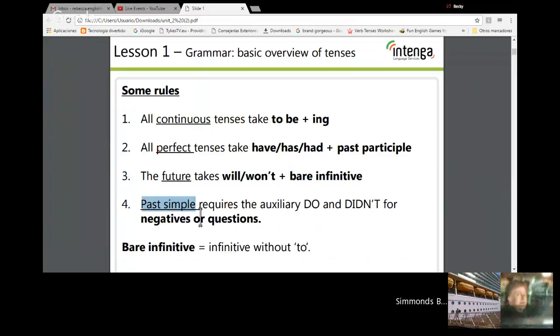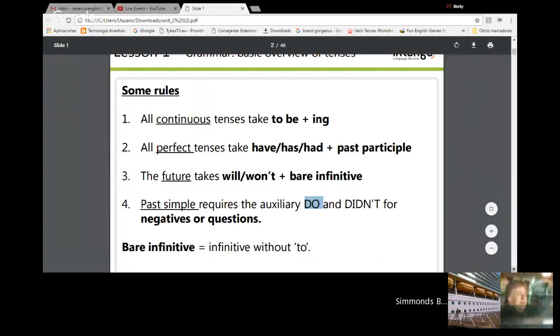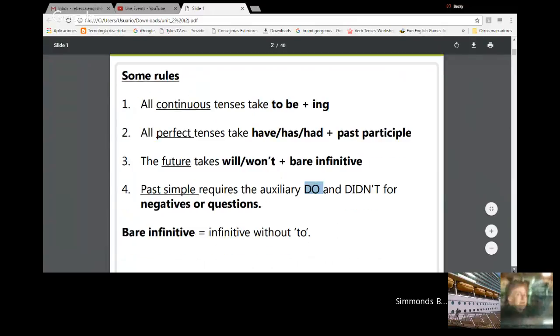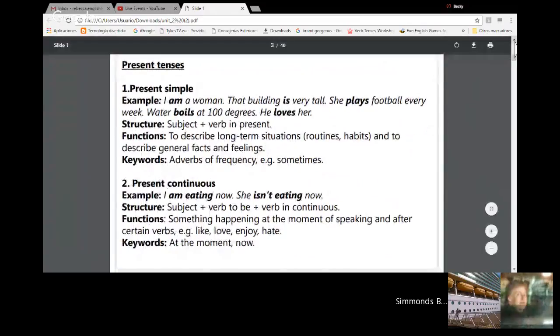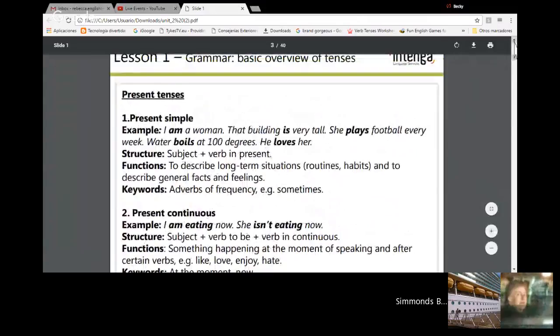I call that the base verb. And then here we also have the past simple. And this actually is a mistake, and I don't know how to fix this, but it should be did and didn't for the negative or questions. We would use do for the present. All right, going to continue on here.